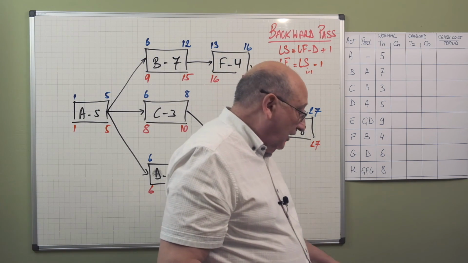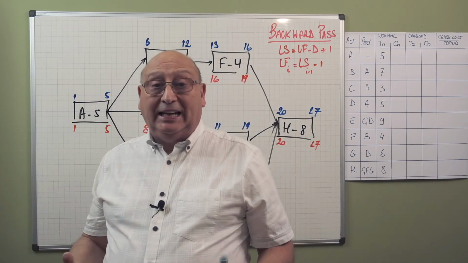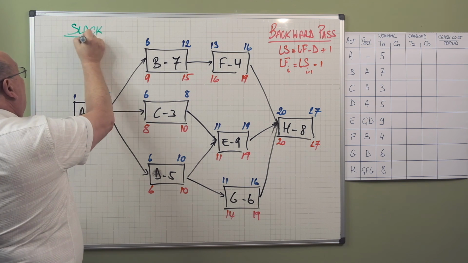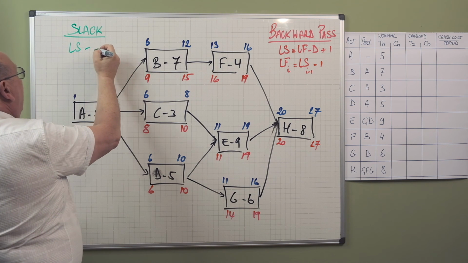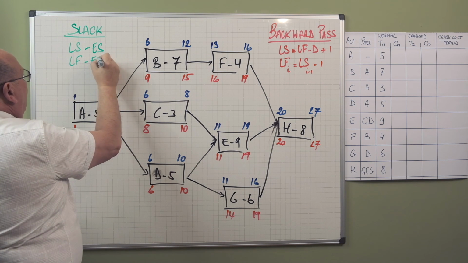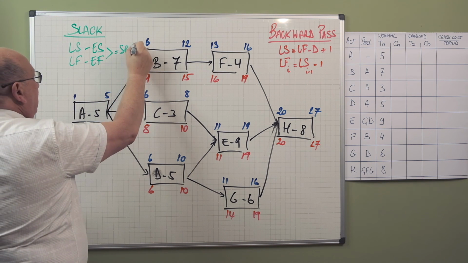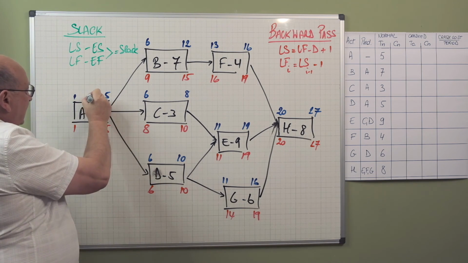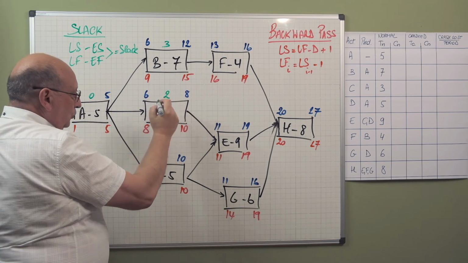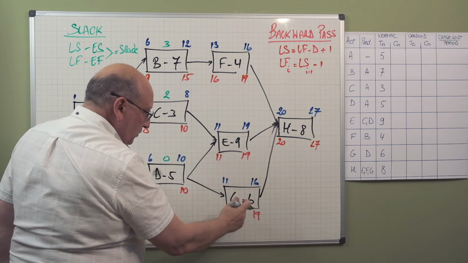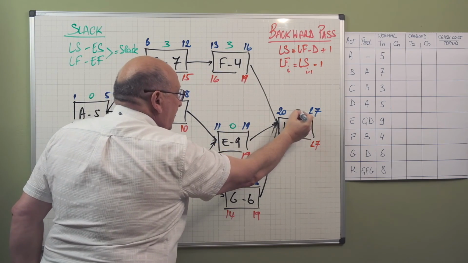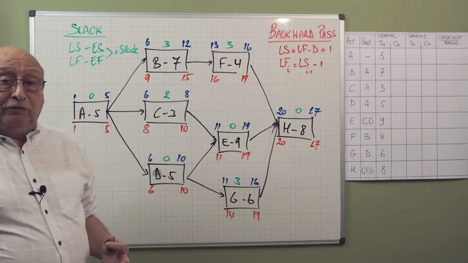What we have to do now, the last part that we have to do, is to calculate the slack. And the slack is in fact given by the formula late start minus early start, or late finish minus early finish, and that is the slack. Now when we look here, we have a slack equal to 0, a slack equal to 3, a slack equal to 2, a slack equal to 0, 3, 0, 3, and 0.